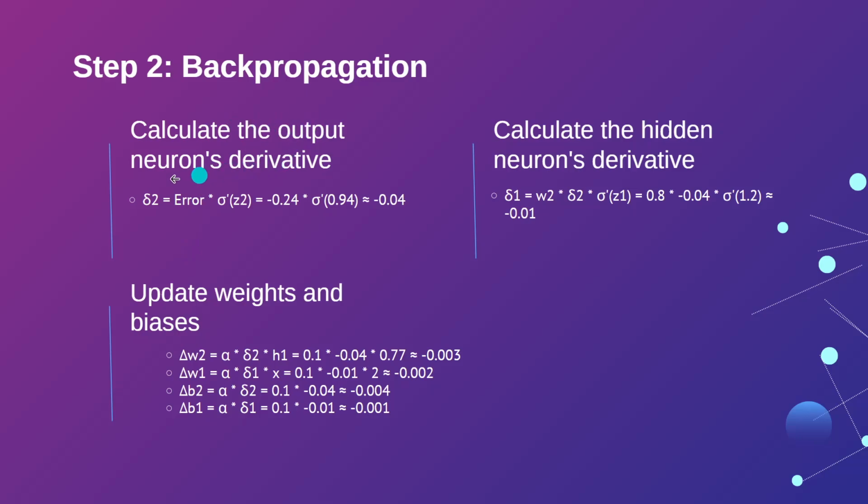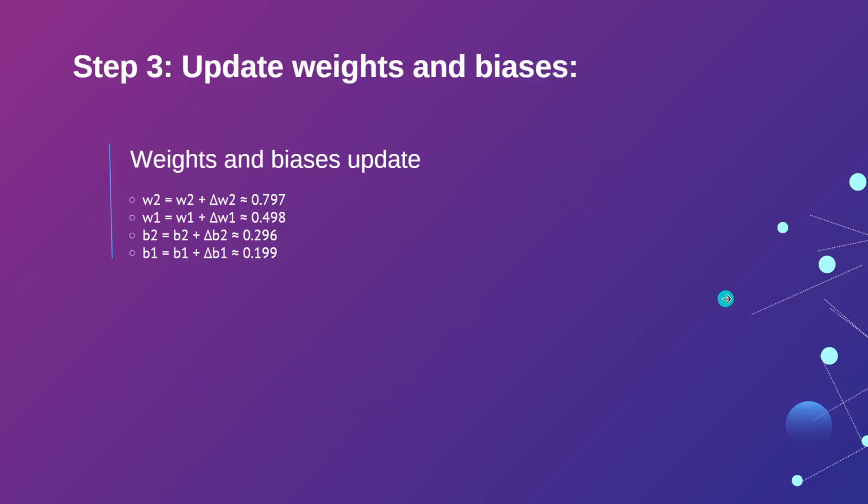Step 2 is backpropagation. We need to calculate the output neuron derivative, which is minus 0.4. Next, we need to calculate the hidden neuron derivative. After that, we need to update the weight and biases by calculating the delta weight 2, delta weight 1, also the delta B2 and delta B1 for the biases. And after that, we just need to update the new weight and biases. There we go, we have the new weight and biases.